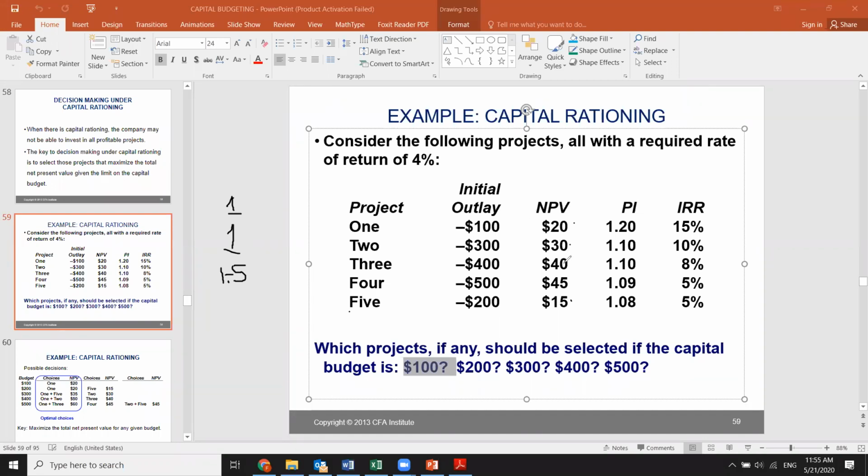So which one do you prefer? Which gives you 5 million more or less? Of course, more. So what if you have $400? 1 and 2. 1 and 2, perfect. What if you have $500? Probably 1 and 3. 1 and 3, because it gives you the highest, $20, $40. Yes?